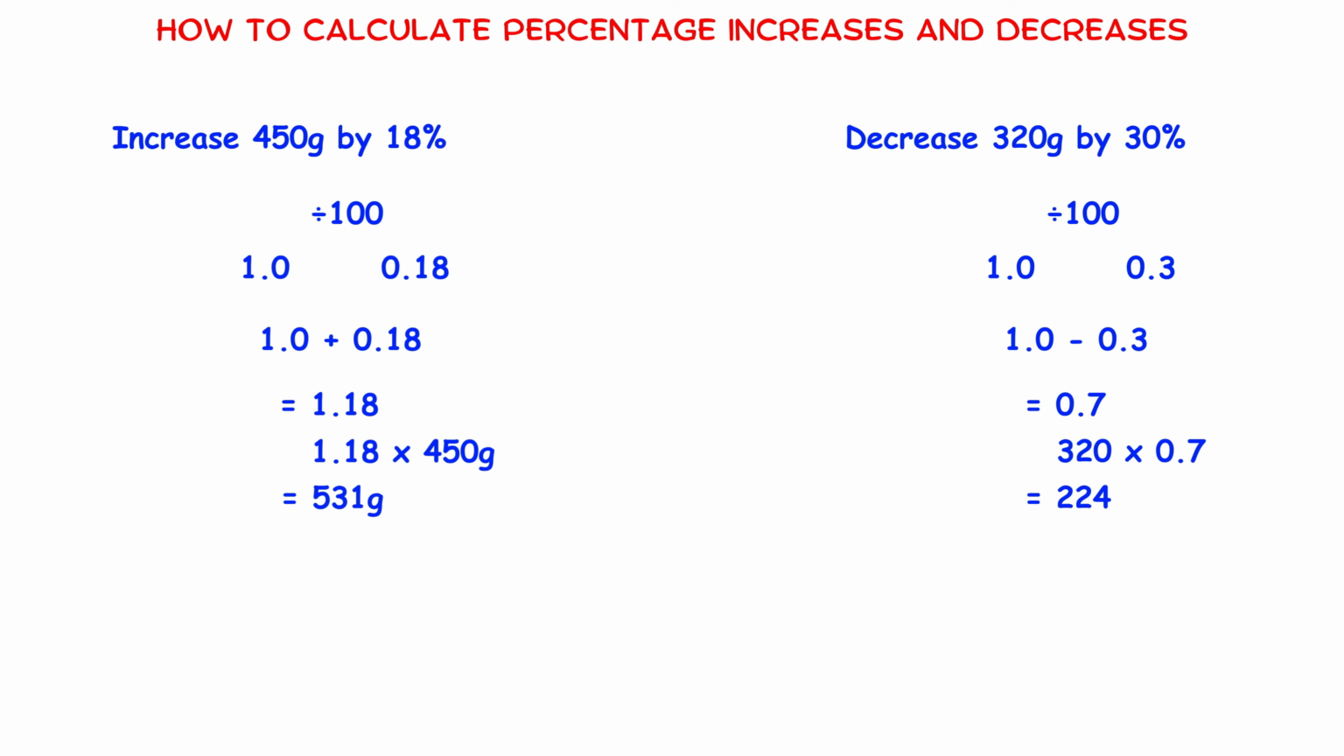For this second one, we need to reduce or decrease 320 by 30%. So this time we still think of 320 as 1 and write the 30% as 0.3 because we're reducing or decreasing. This time we're going to do 1 minus 0.3 to get 0.7 as our multiplier. Then we just multiply 320 by 0.7 to get our new value of 224.